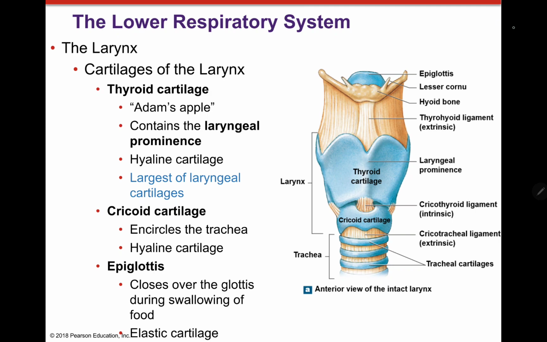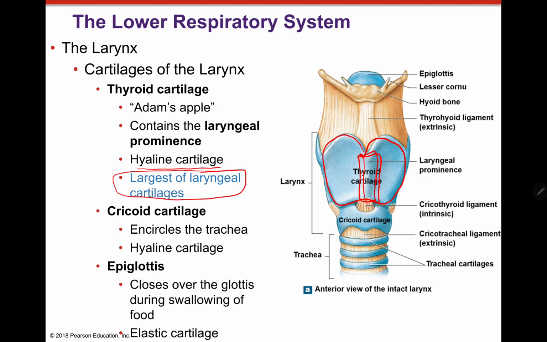When we're looking at the larynx, it has these important cartilages. The thyroid cartilage, as you can see, is also called the Adam's apple. It contains the laryngeal prominence right here. It's made up of hyaline cartilage, and as we can clearly see, it's the largest of the laryngeal cartilages.